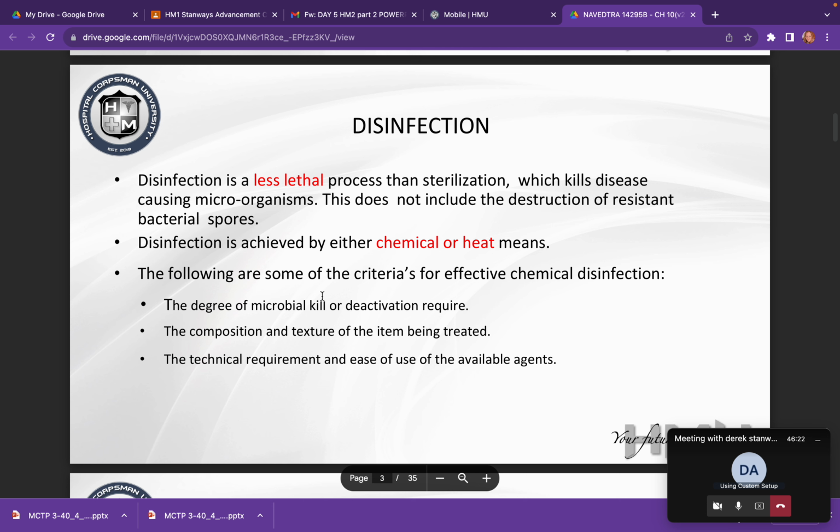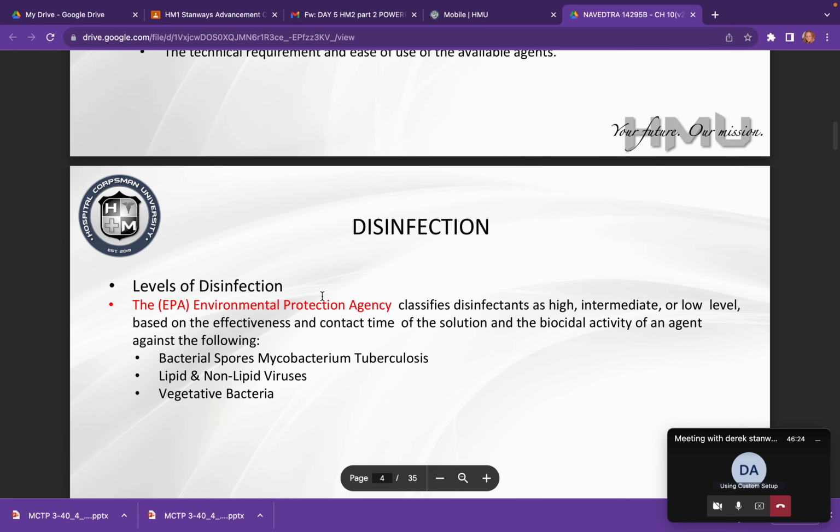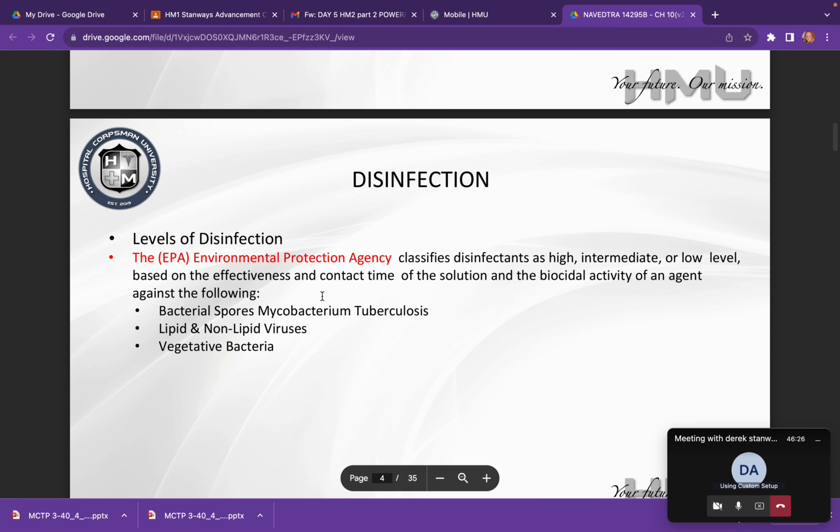The following are some of the criteria for effective disinfection: the degree of microbial kill or deactivation required, the composition and texture of the item being treated, and the technical requirement and ease of use of the available agents.